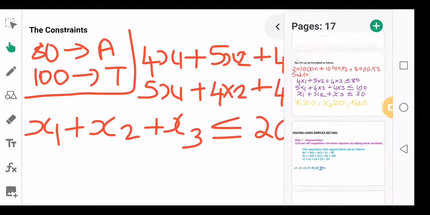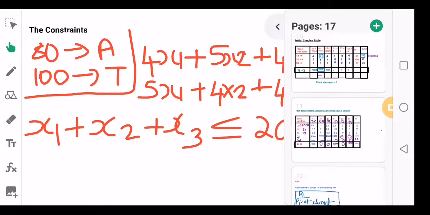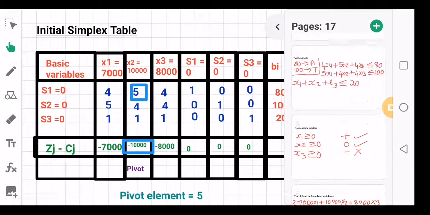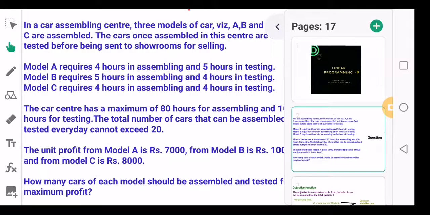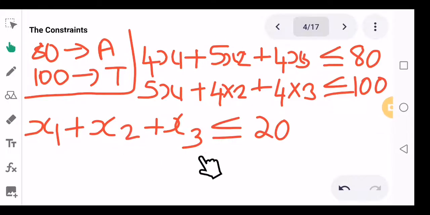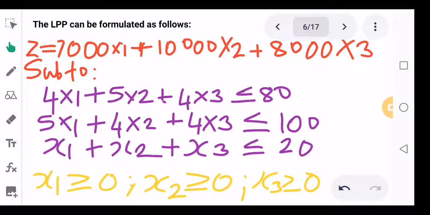The most difficult part of this was to find the feasible solution that we found. Let me summarize everything, because this is a very lengthy problem. This was the question. First we found the objective function. After that, we wrote down the constraints, and after that the non-negativity condition.